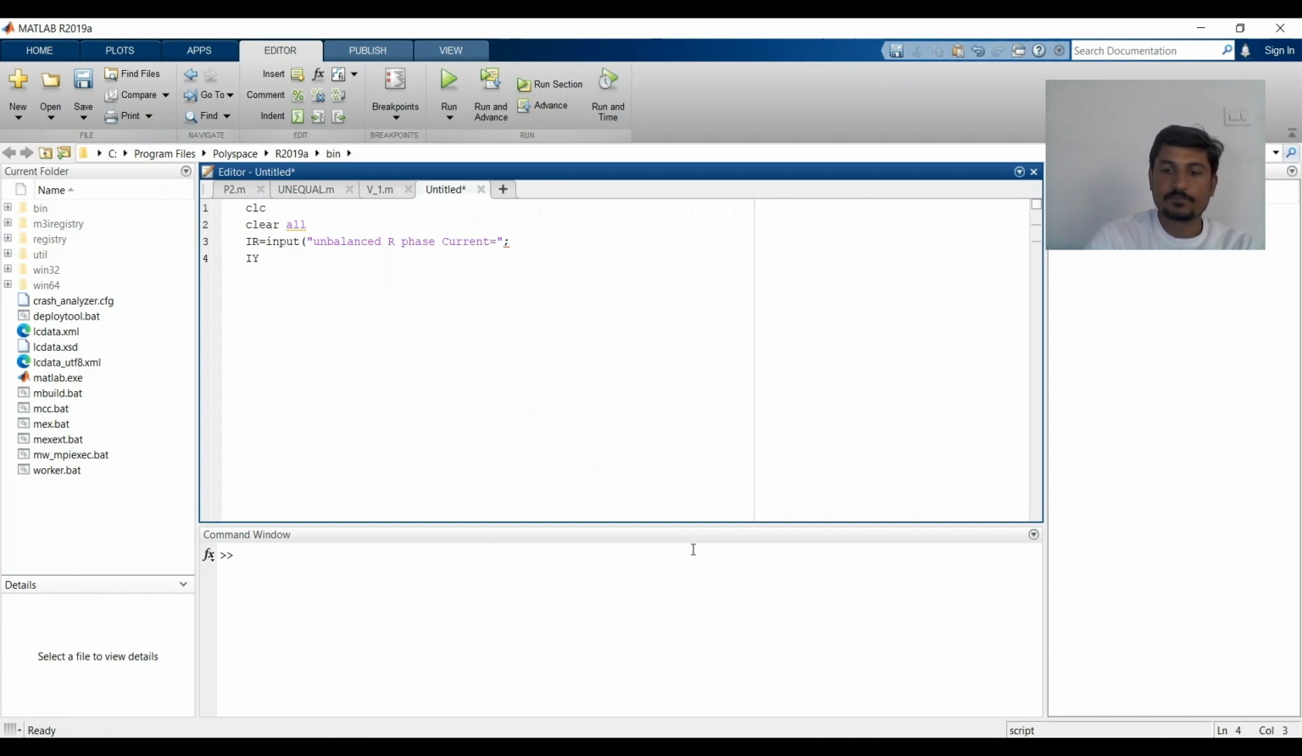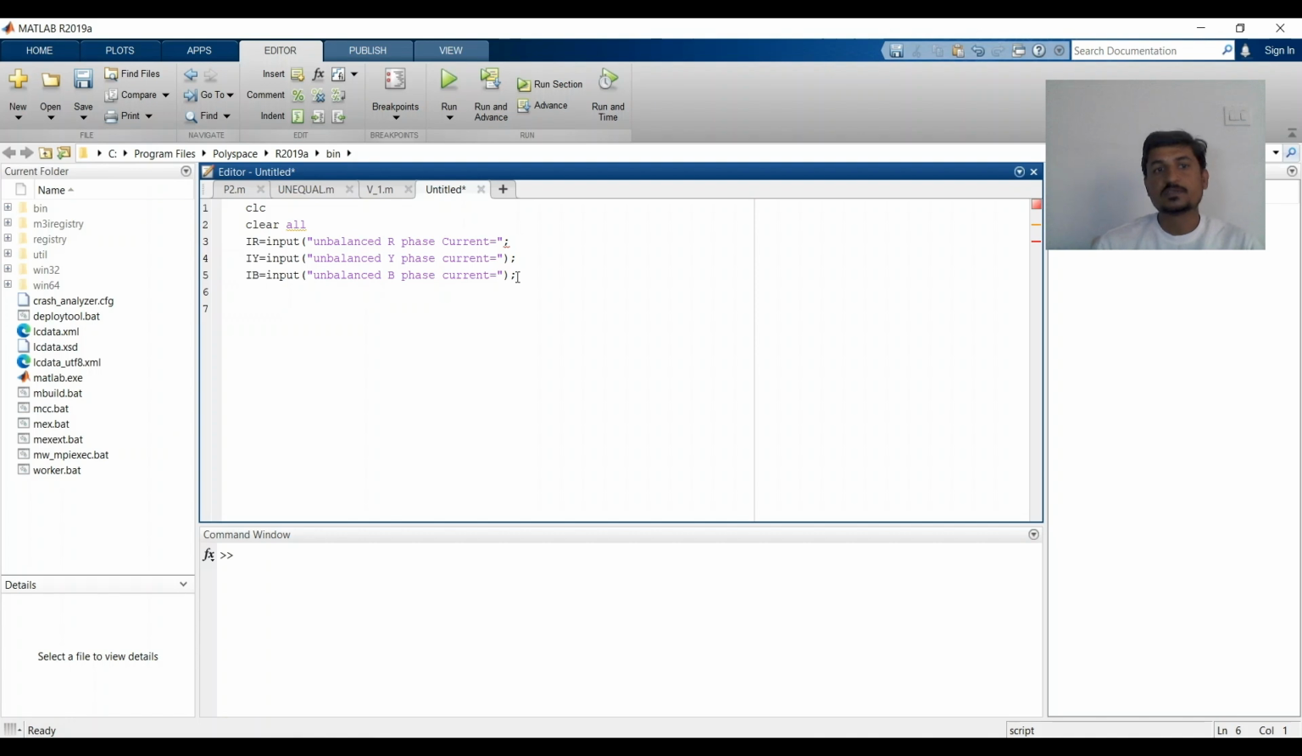And IY is the unbalanced Y phase current. IB, input, unbalanced B phase current. Here it is IB. Now we have fetched the input parameters.